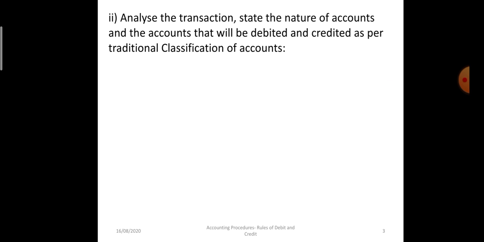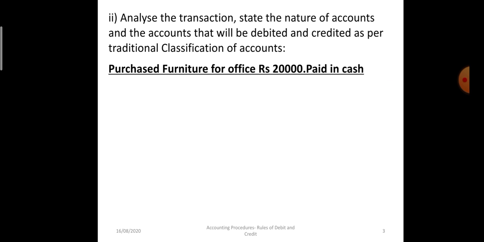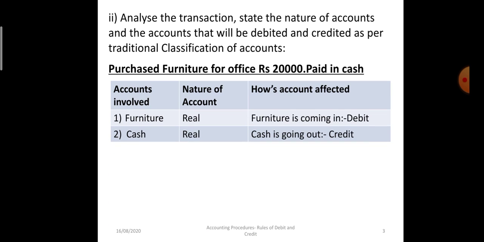Second transaction: purchased furniture for office rupees 20,000, paid in cash. Now all of you tell me what will be the accounts which are involved in this transaction. The two accounts, furniture and cash, both of them are real accounts. Furniture is coming in, so it will be debited. Cash is going out, so it will be credited. So how will you record the journal? All of you just write down or just imagine that.